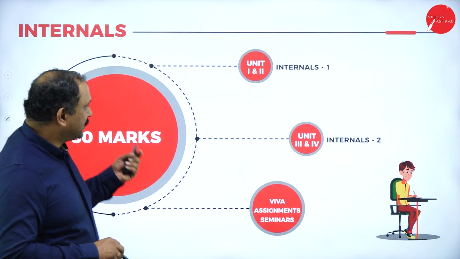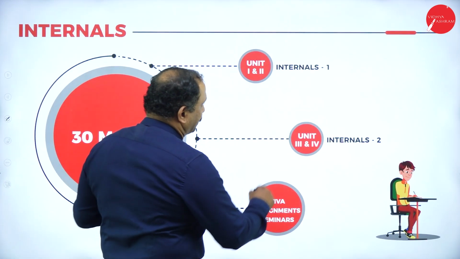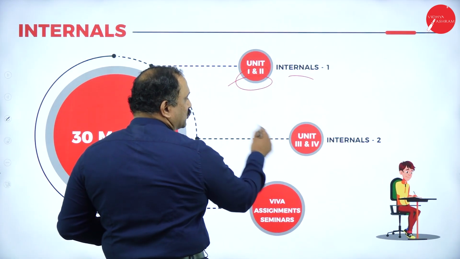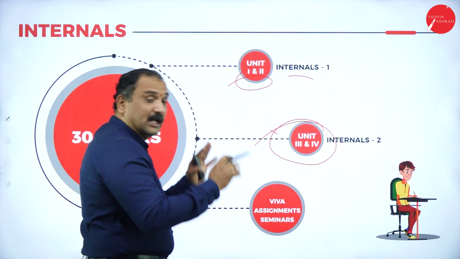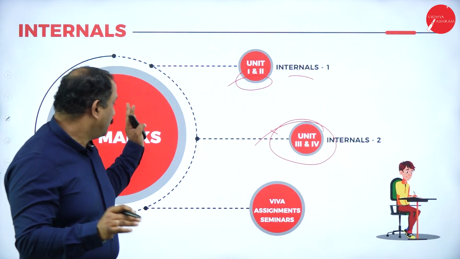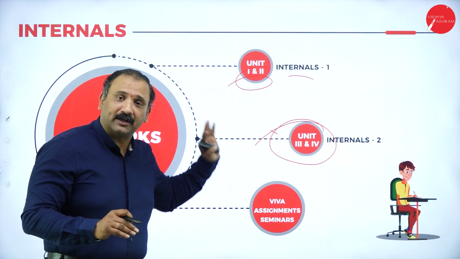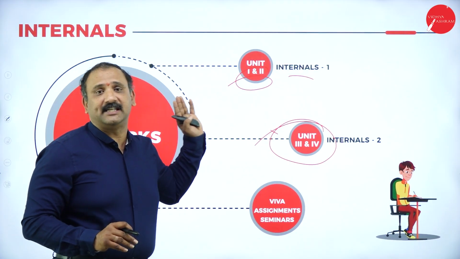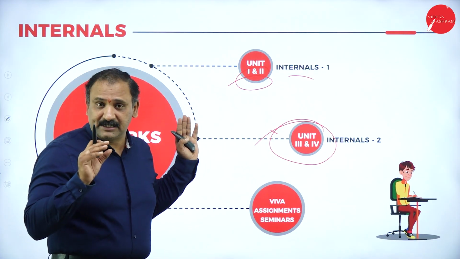Now, the most important thing coming back is our internals. For the first internals, you have units 1 and 2. For the second internals, you have 3 and 4. That's the total paper. For 30 marks, please ensure that you attend both the internals to secure your 30 marks. And this is very important.